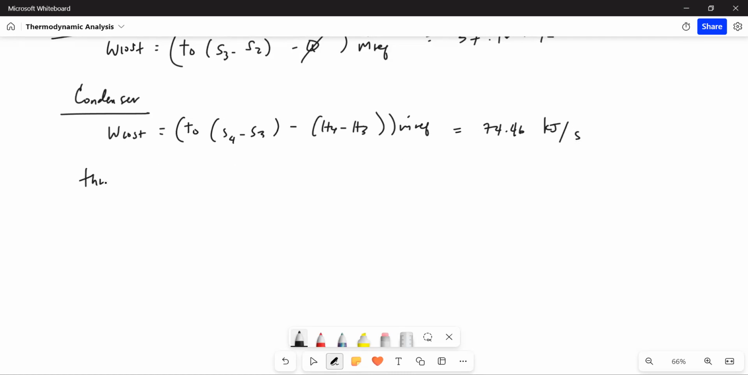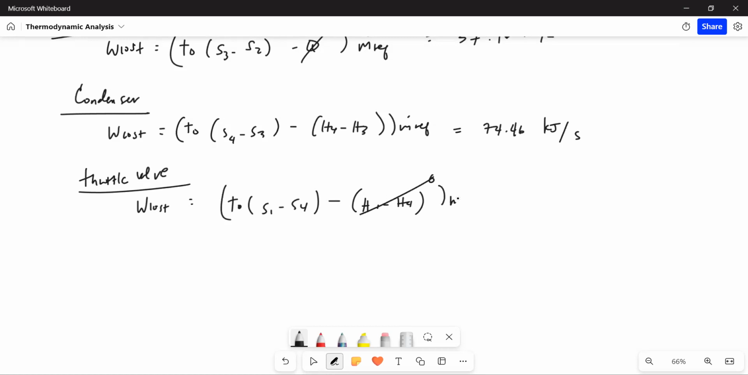Throttle valve. The work loss is T naught times S1 minus S4, minus H1 minus H4. But since this is throttling, the heat term is 0. Okay, and then multiply everything by the mass flow rate of the refrigerant. Substitute the values and you get 7.12.